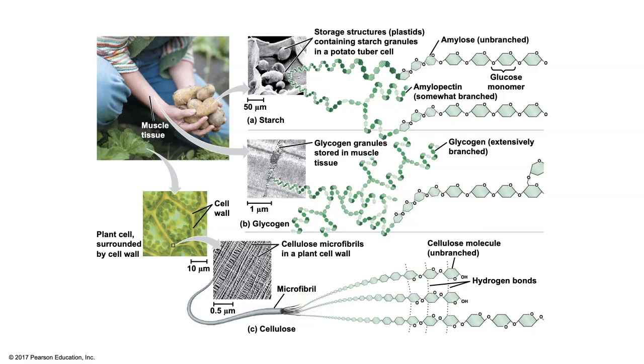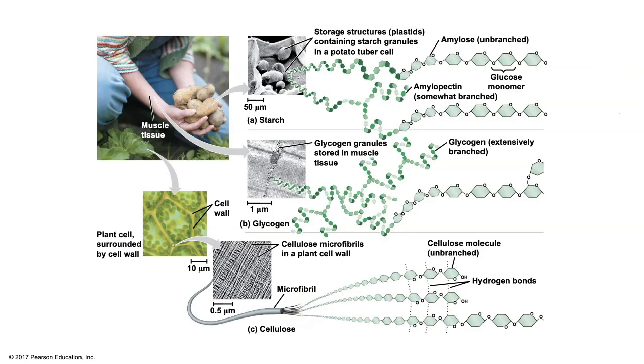Recall that hydrolysis is the process of breaking off a monomer from a polymer. When our bodies need energy, for example, while we're sleeping at night, hydrolysis will remove a glucose monomer from the glycogen chain to be released into our bloodstream so that we can use it to make energy while we sleep.